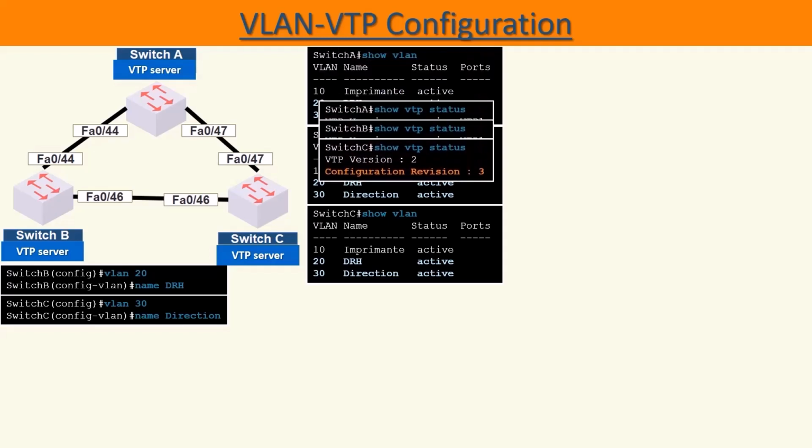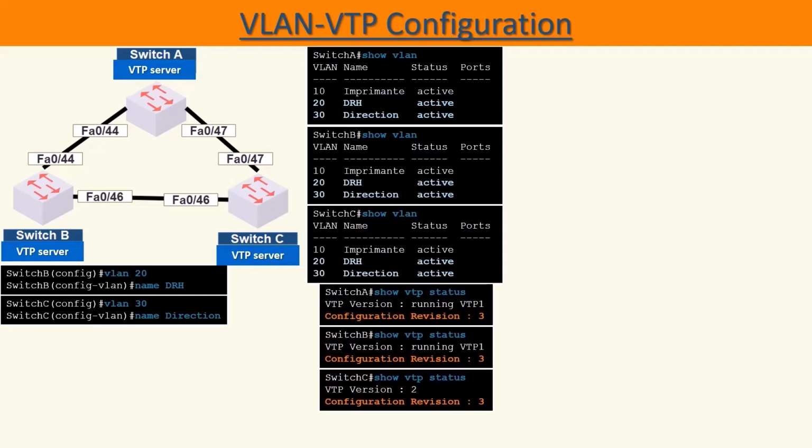We will now look at the revision number with the command show vtp status. Each time a change takes place, the revision number is incremented by 1. That is why it's currently at 3. It went from 0 to 1 with the creation of VLAN 10, from 1 to 2 with that of VLAN 20, and 2 to 3 with VLAN 30.